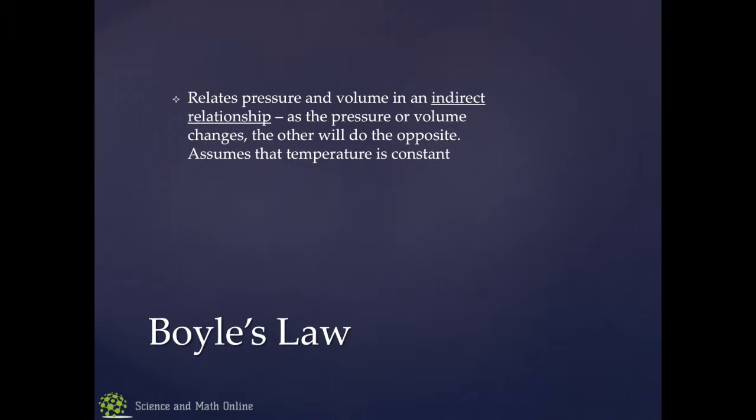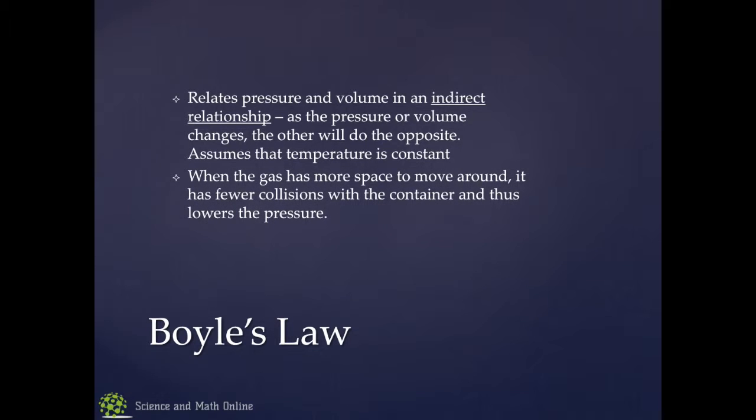All right, so first law, Boyle's law. This relates pressure and volume in an indirect relationship, meaning as one goes up, the other one goes down. We need to assume that temperature and amount are constant. Here's the logic behind this one. When a gas has more space to move around, it has fewer collisions, and therefore the pressure decreases. So if I increase the volume of a balloon without putting more air into it, and there are ways to do that, that means the pressure in the balloon has to be less.